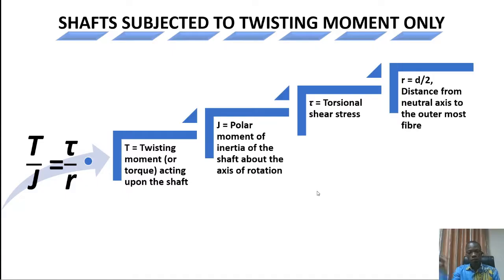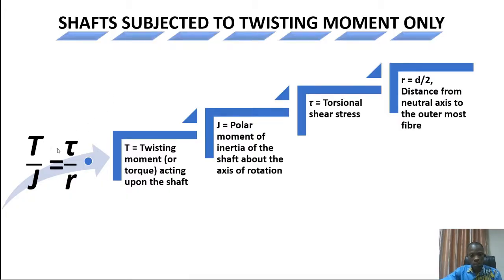All right, welcome back. So we're going to consider shafts that are subjected to only twisting moment, and that's a continuation from our last lecture. So here, the first equation that we're going to look at, that will help us in determining the size of a shaft subjected to only twisting moment, is this equation right here.